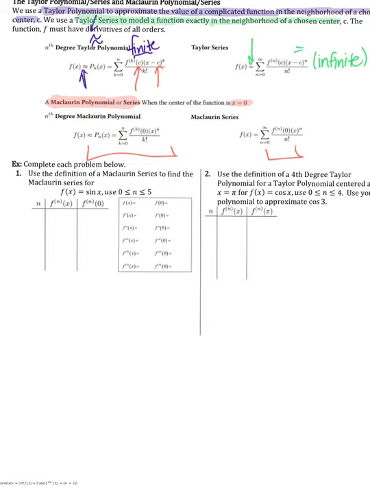So number 1 down here, and I'm going to zoom in just a minute, says use the definition of a Maclaurin series to find the Maclaurin series for f of x equals sine of x. And it says specifically to use the values from 0 to 5 as our n values. And remember, when we're talking about series, those n values are going to be whole numbers. We're not going to plug in 1/2 for n. We're using the integers or the whole numbers between 0 and 5.